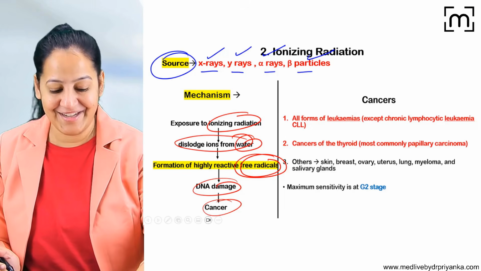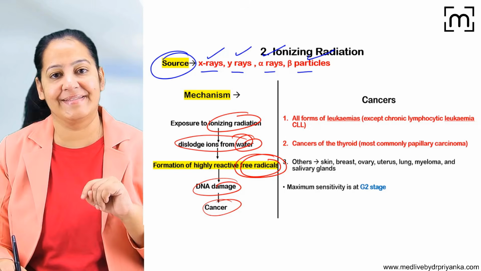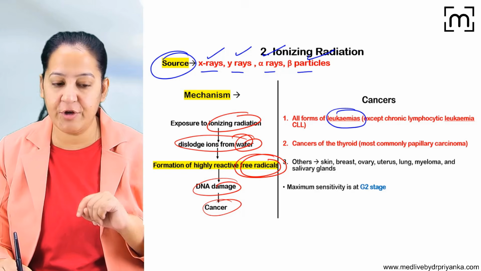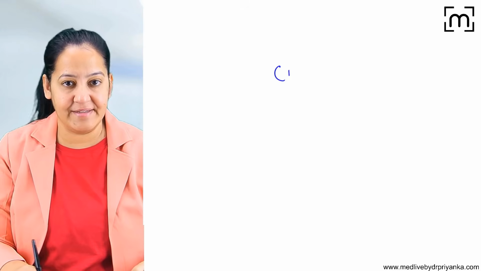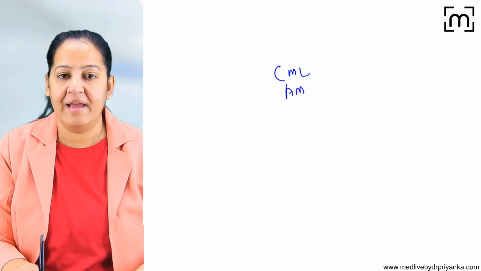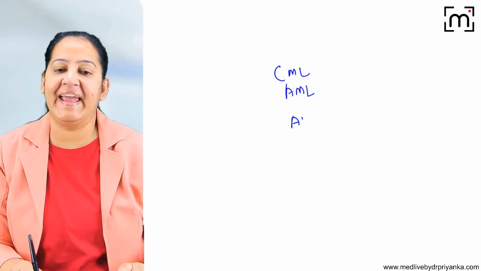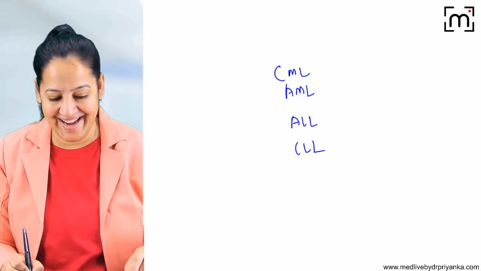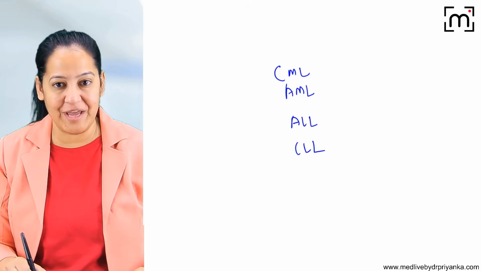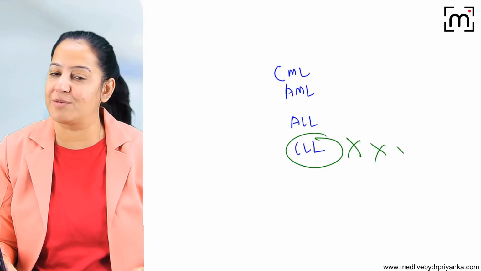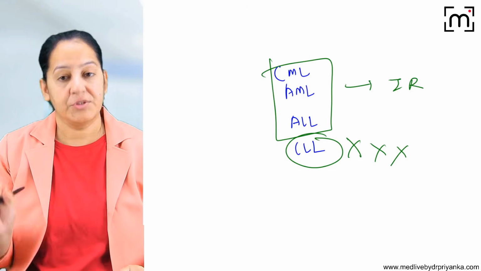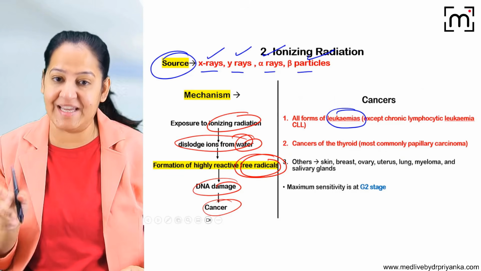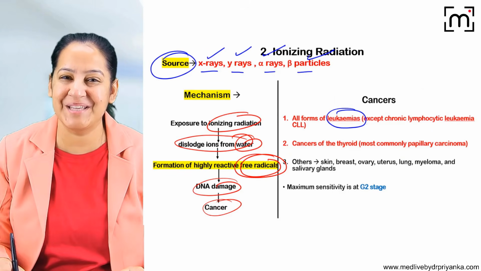Name the cancer. It causes blood cancer. It causes leukemia. How many types of leukemia do you know? There are 4 types of leukemia. 2 of them are myeloid, that is CML, AML, and 2 of them are lymphoid, ALL and CLL. Out of the 4 leukemias, CLL is never caused by IR. The remaining 3 can be caused by ionizing radiation. So it causes all leukemias except CLL. You have to learn the exception. You get an MCQ on that.